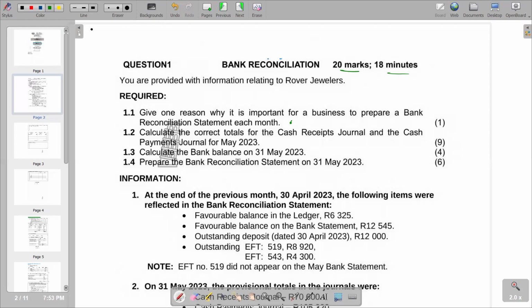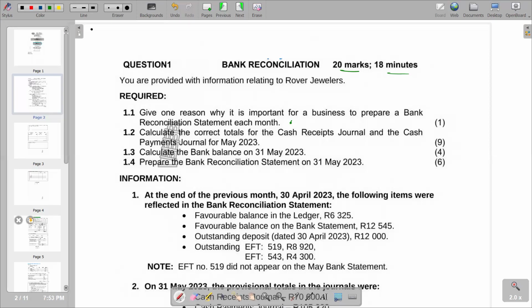And also we can use it as an internal control measure. We can also employ it as a way to deter fraud. So if there's a fraud that is taking place, it can easily be detected by the bank reconciliation statement. So we have those reasons in a nutshell, summarized in our answer section.